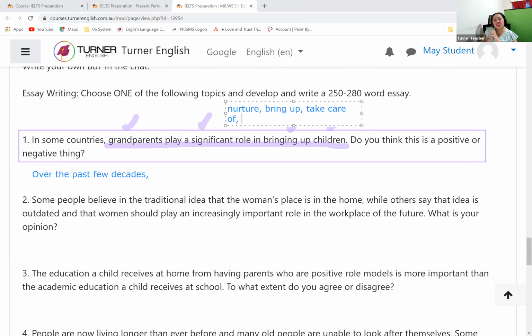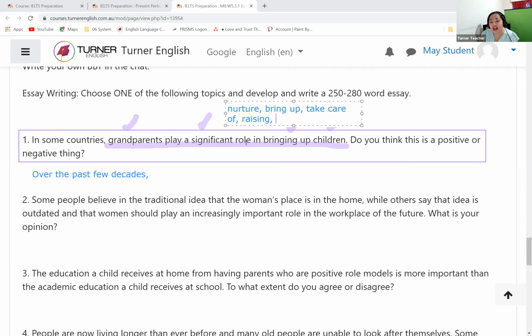Nurture is not really fitting, although it is synonymous. Growing up. Raising, yes. Yeah, anything else? Teaching, it's similar but not exact. Anything else? Take care. Yeah, okay.